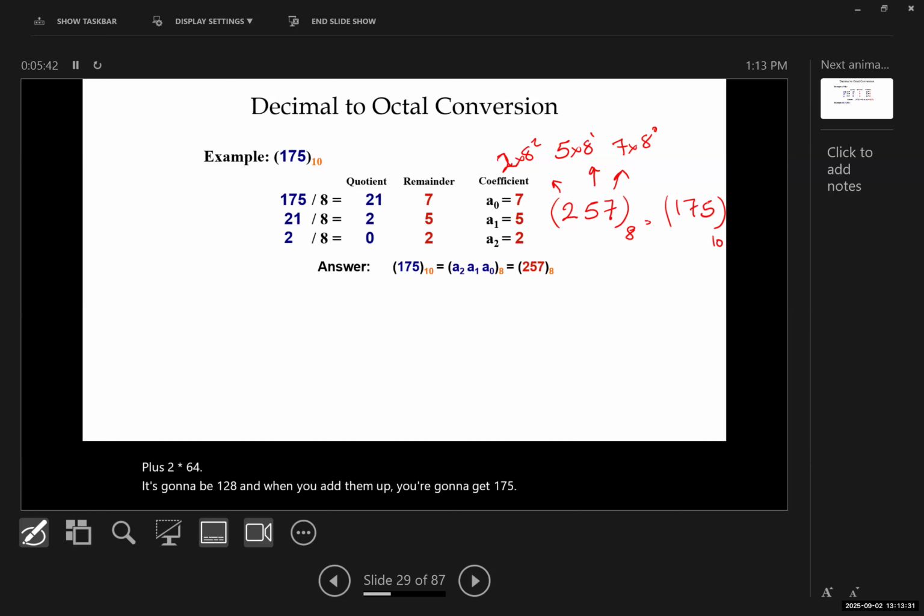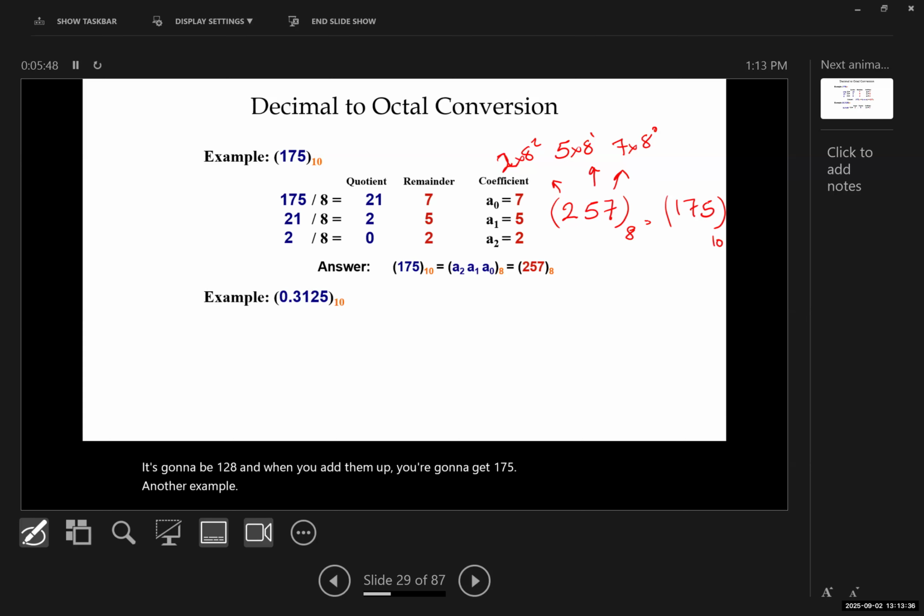Another example. We want to convert this fraction, decimal, to an octal, base of 8. So to convert the base of 10 to the base of 2, when you have the fraction, you have to multiply it by 2. Here, you have to multiply it by what? By 8, yes, the base.